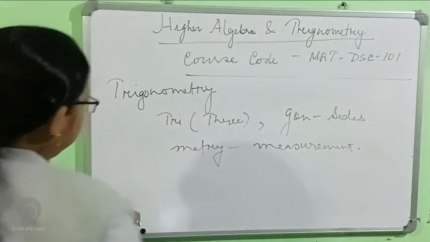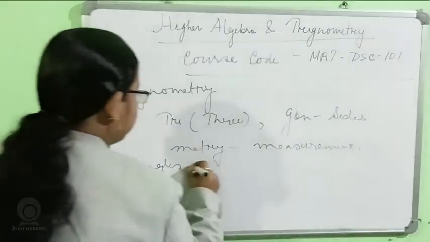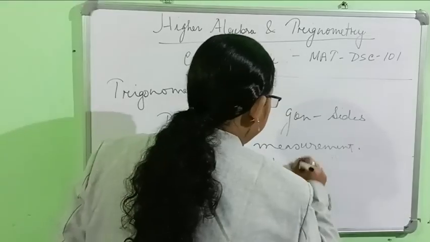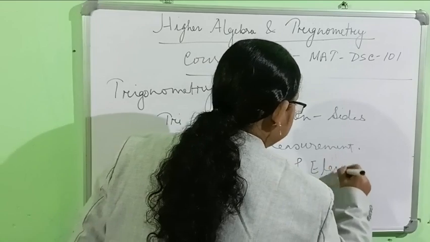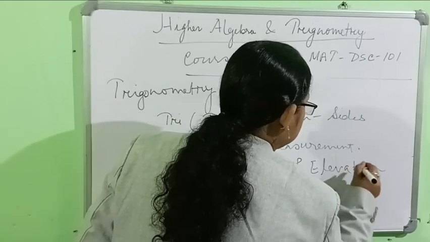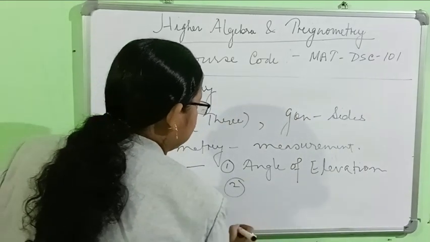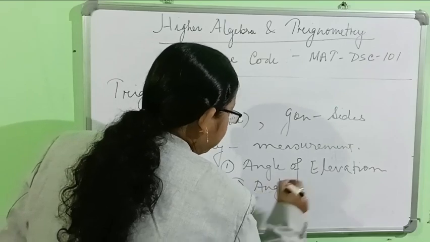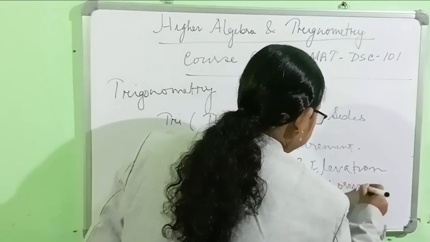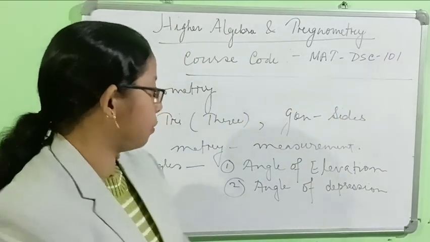In trigonometry, there are two important angles. First is angle of elevation. Elevation. And next is angle of depression. Let me explain what is angle of elevation and depression.